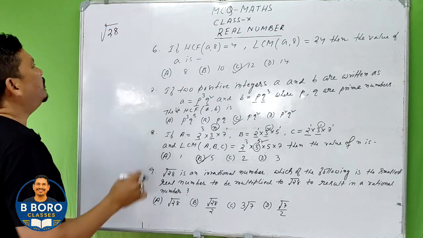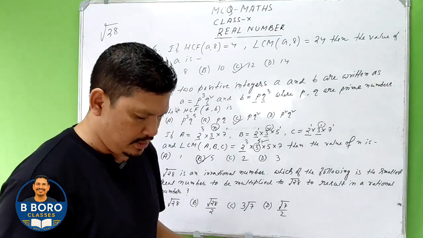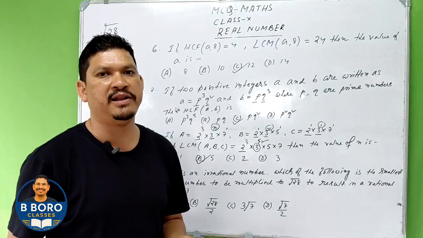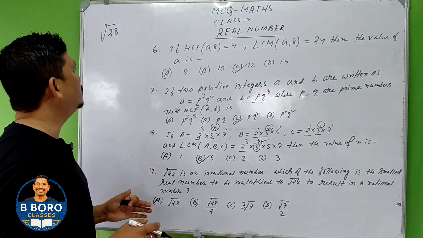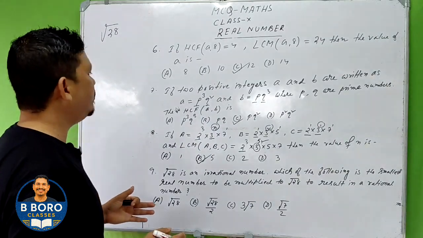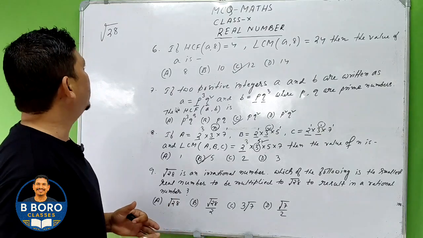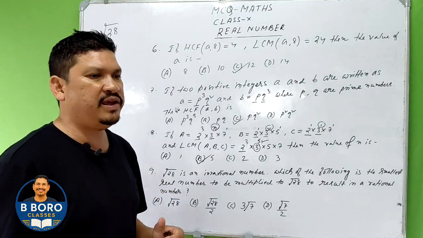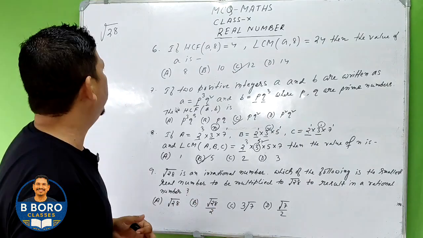Everybody knows root over 28 is an irrational number. Basically, real numbers are classified into two types. One is rational numbers, another is irrational numbers. Rational numbers can be expressed in the form of p by q, and irrational numbers cannot be expressed in the form of p by q. As well as in the case of a rational number, the power should be a whole number, but for an irrational number the power may not be a whole number.